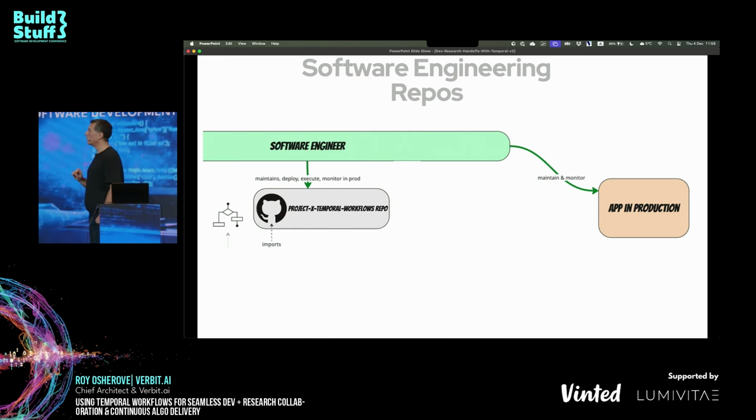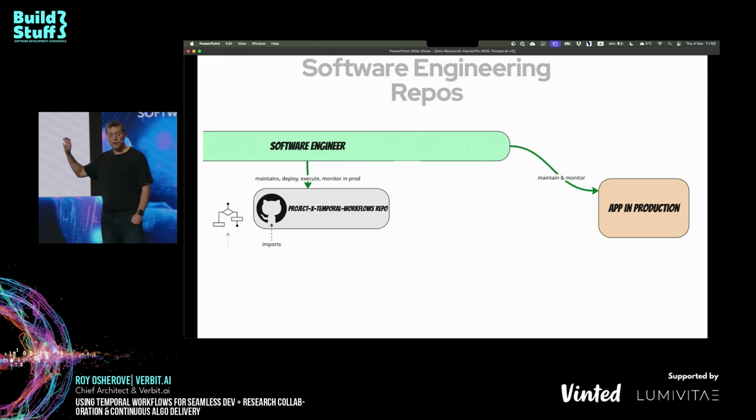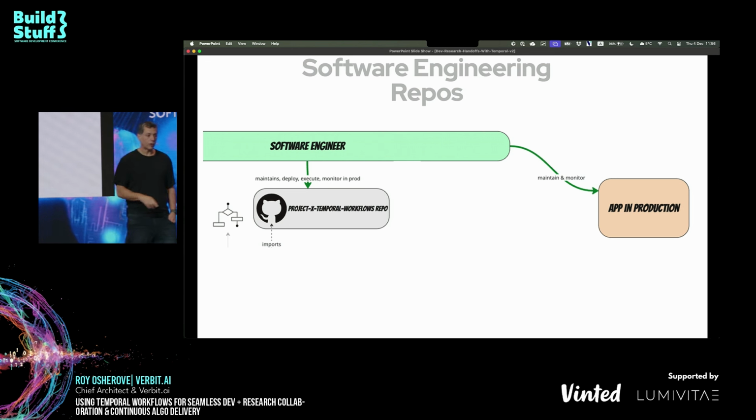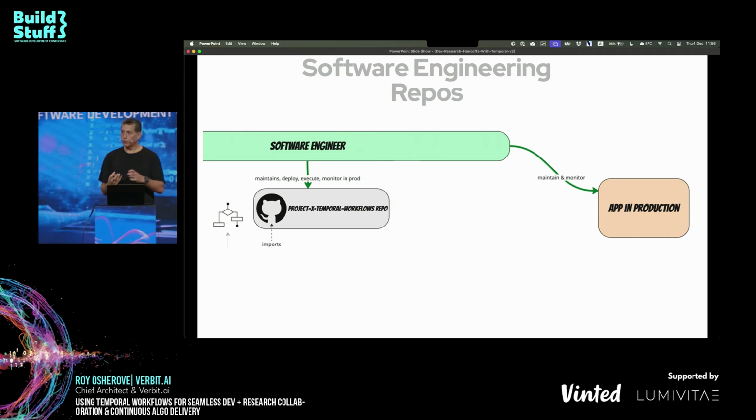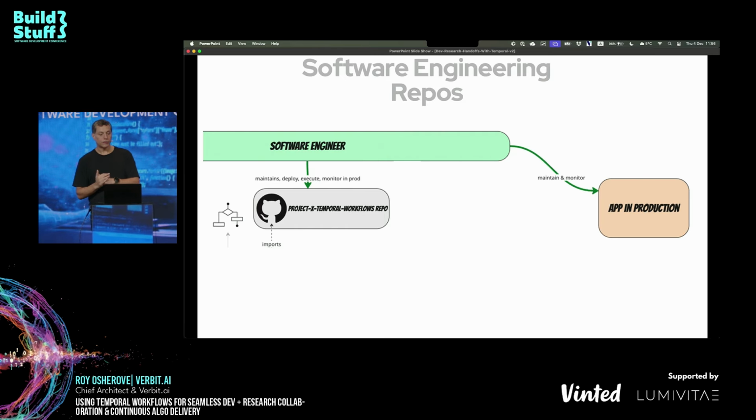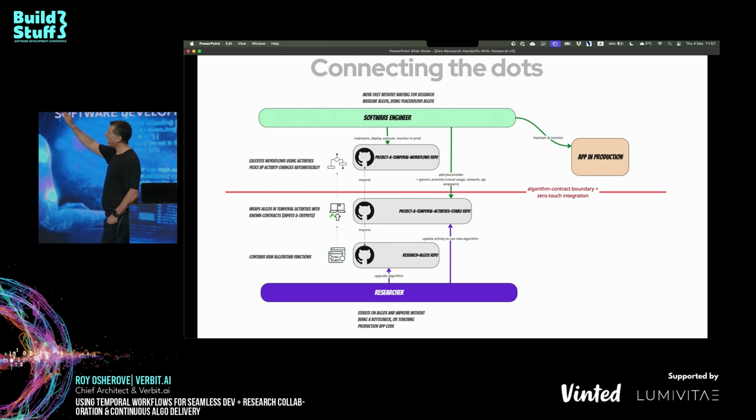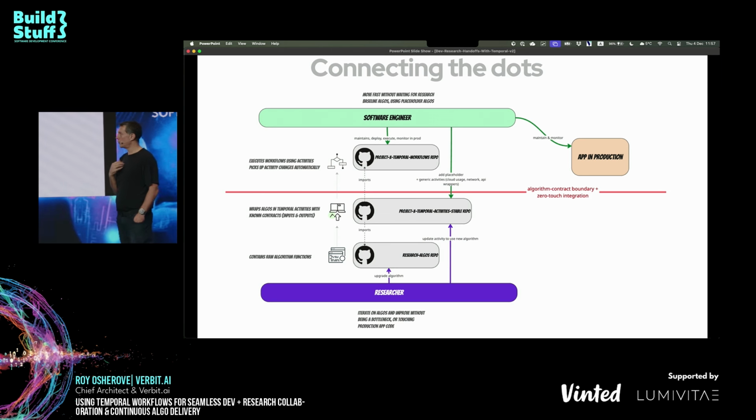Engineers on the application side have a separate repository that runs the workflows. At the beginning, we designed the workflow along with research, but once the workflow gets created and just runs the activities, all it does is import the activities from that other repository, which basically means that once we have a workflow up and running in production, it's a fire and forget situation. This is our handoff line. We call it zero-touch integration.